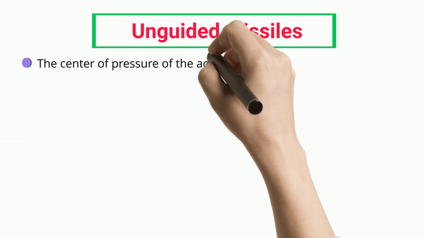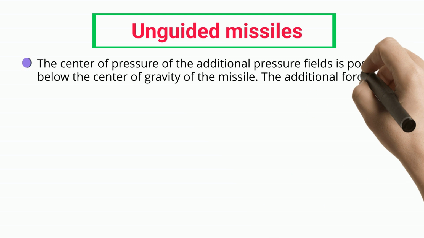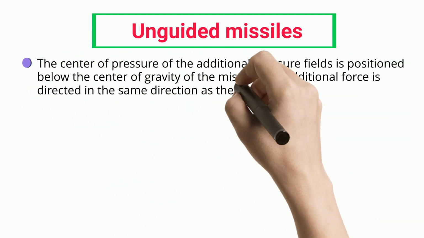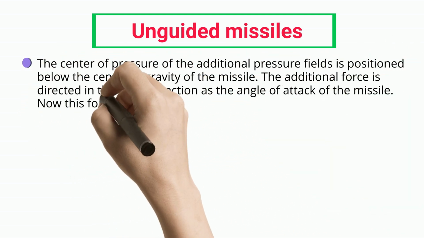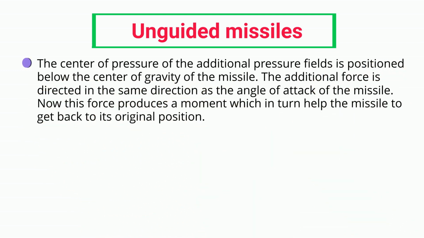The center of pressure of the additional pressure fields is positioned below the center of gravity of the missile. The additional force is directed in the same direction as the angle of attack of the missile. Now this force produces a moment which in turn helps the missile to get back to its original position.